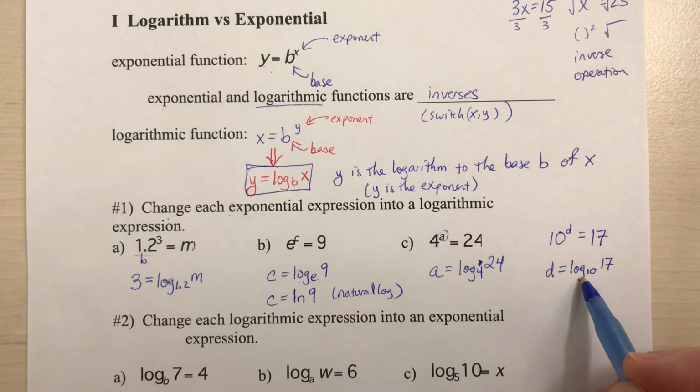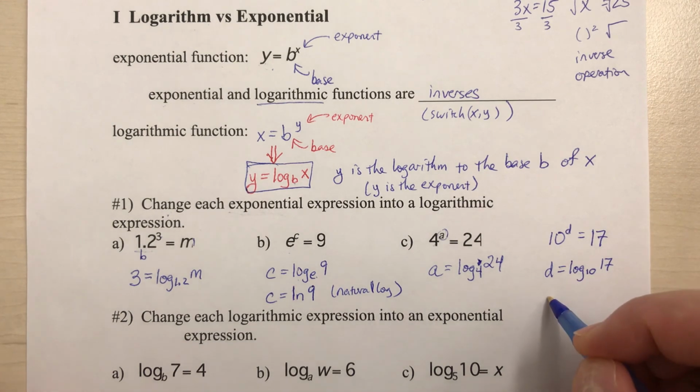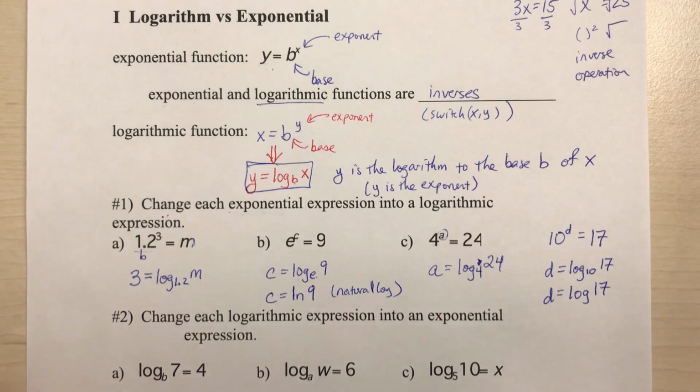Now this is another special one. Base 10 is a very common logarithm because our number system is a base 10 system. So you might see this where they just write log 17. They don't put the base there. If that happens, we're assuming that the base is 10.